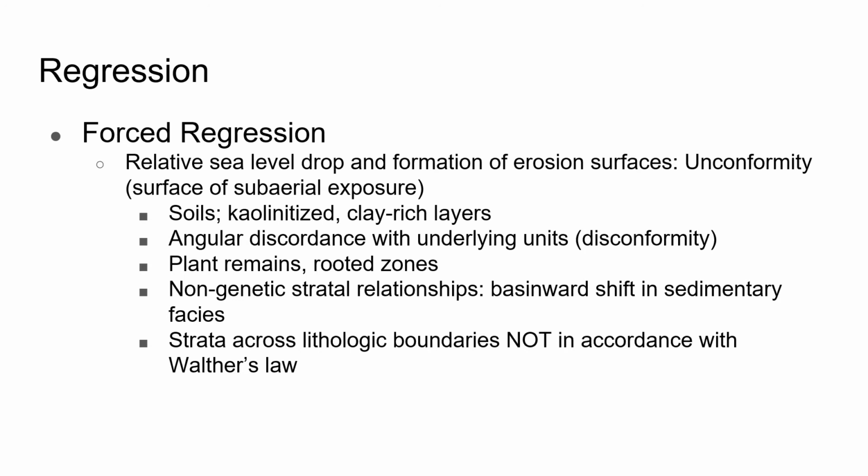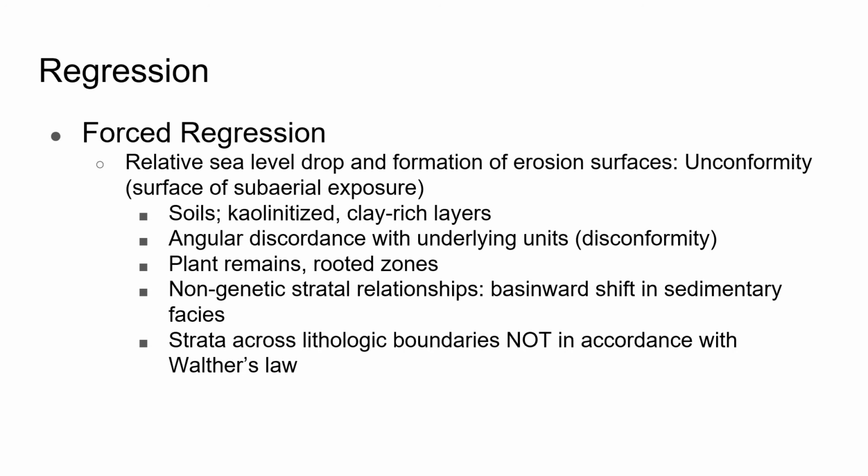You'll see a coarsening upward sequence indicative of a regression, but you'll start seeing paleosols, so kaolinitized clay-rich soils. There could be disconformities or some kind of angular discordance from units. You'll see plant remains in rooted zones if it's been subaerially exposed in the latter part of the Paleozoic or onward.